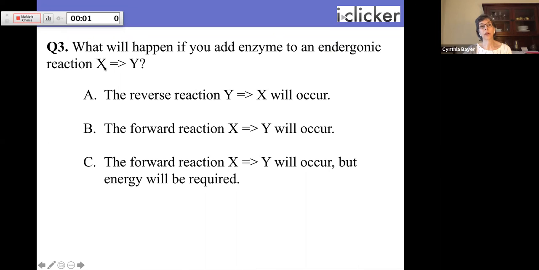In a reaction of X to Y, where Y is higher free energy, what will happen if you add enzyme to that? Essentially, you add enzyme to a beaker of X, what's going to happen?